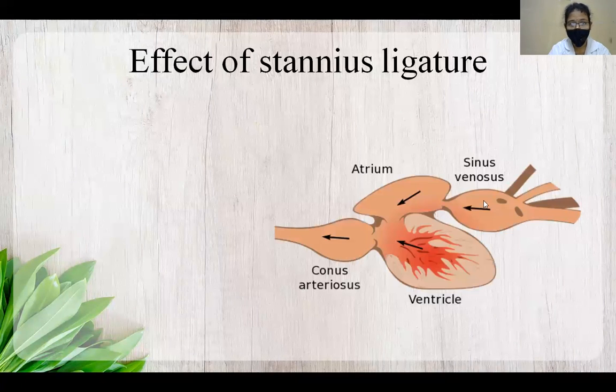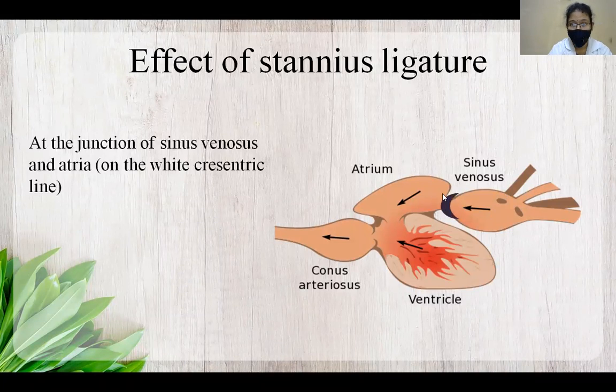Now remember, we have sinus venosus, then atrium and ventricle. So here, see this crescent shape. This is a point where you tie a ligature with a thread. Means you pass a hook beneath the point, at the junction between sinus venosus and atria, and then you tie a thread over here. That is a ligature. So what is going to happen?